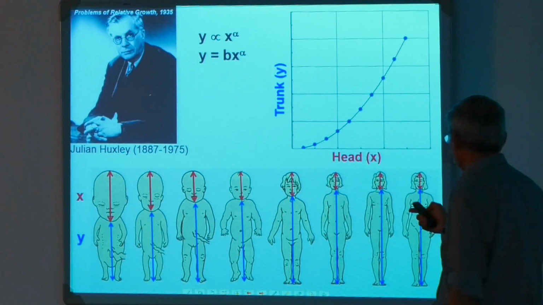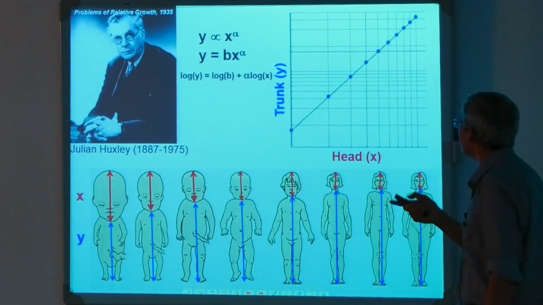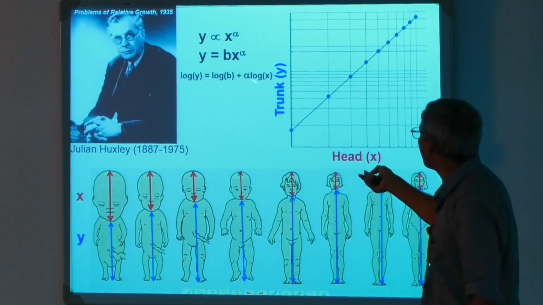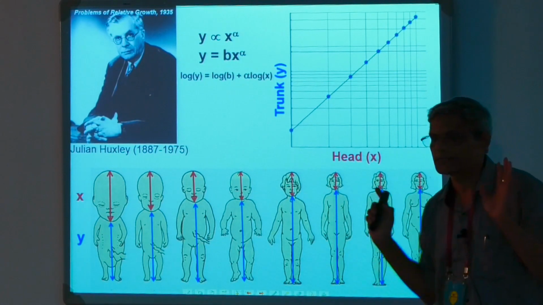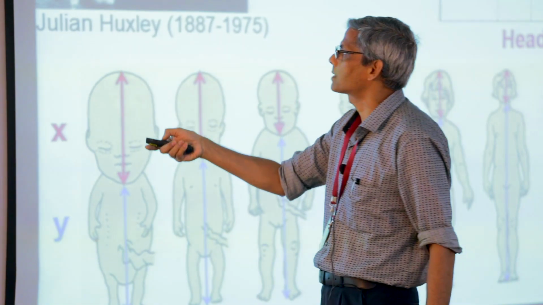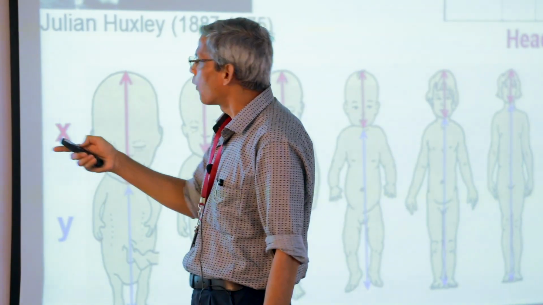And I do not understand mathematics more than a linear equation, so I quickly convert it into a log plot and it becomes a straight line. So here it is y equal to mx plus c. So this is a straight line. What does this alpha tell?